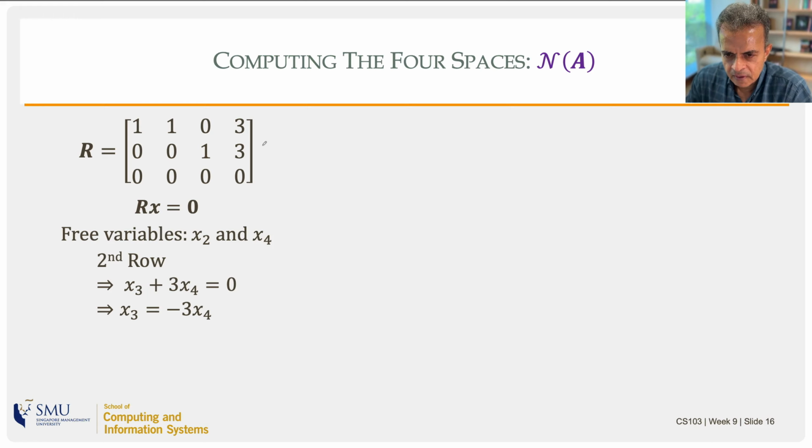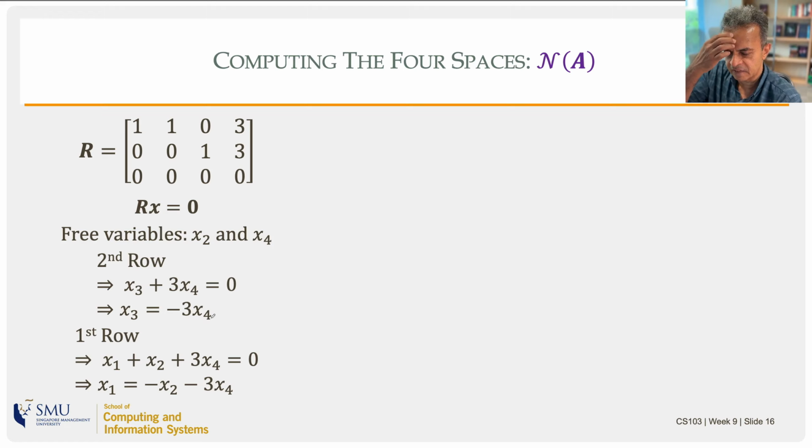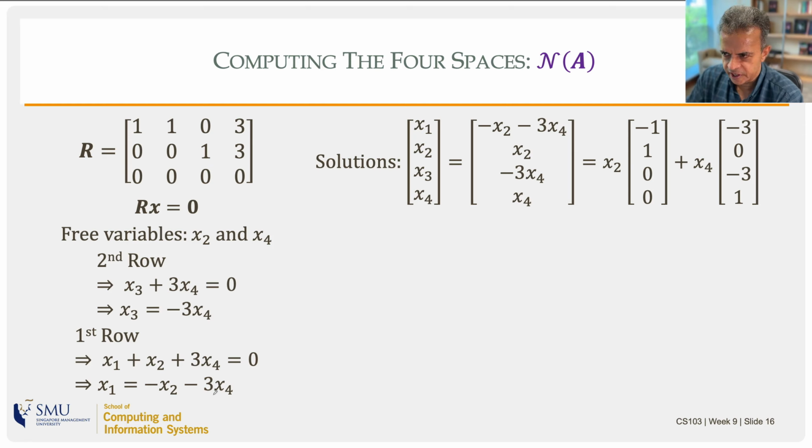So we have from the second row, x3 plus 3 times x4 equal to 0. So that tells you that x3 is equal to minus 3x4. From the first row, we have x1 plus x2 plus 3x4 equal to 0. So x1 is equal to minus x2 minus 3x4. Now the solution, the way I did it here, you can just say x1, x2, x3, x4 is equal to minus x2 minus 3x4 coming from here, that is x1. x2 is just x2, minus 3x4 coming from here, and x4 is just x4.